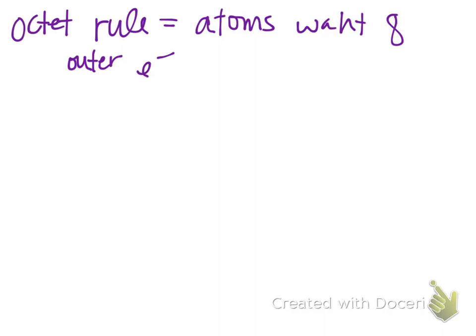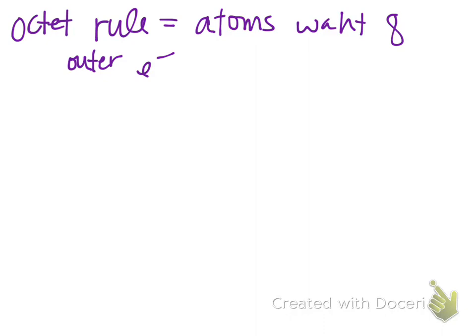There are some exceptions to the octet rule. There's some elements that are okay with having fewer than 8 or more than 8. And so I'm going to show you just a couple of these exceptions now so you can kind of get them in your brain, but I can't tell you every single solitary exception, right? It happens. But I'm going to show you some that are general exceptions.